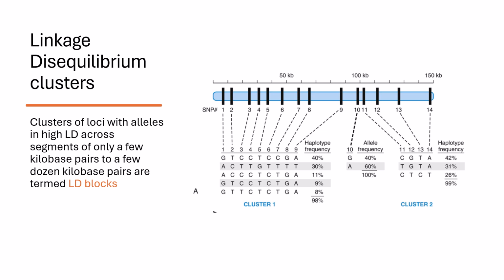So as you can see here, there's a cluster 1 and a cluster 2, and these always seem to be occurring together. So you can see the haplotype frequency here. The haplotype frequency is about 98%. They seem to be occurring together mostly.